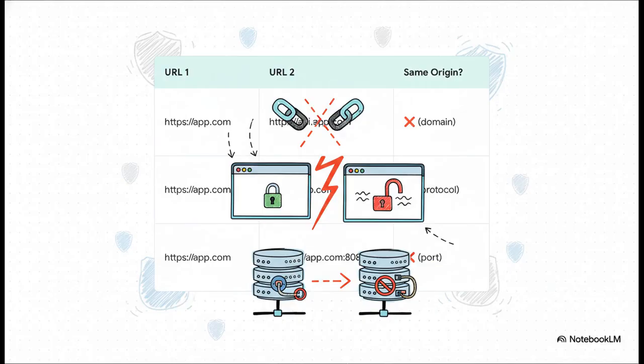Let's make this real with a few examples. As you can see here, https://app.com and https://api.app.com are not the same origin. Why? Because the subdomain is different. Same deal for HTTP versus HTTPS. Different protocols mean they are different origins. To the browser, these are complete strangers, even if to us they feel like part of the same family.